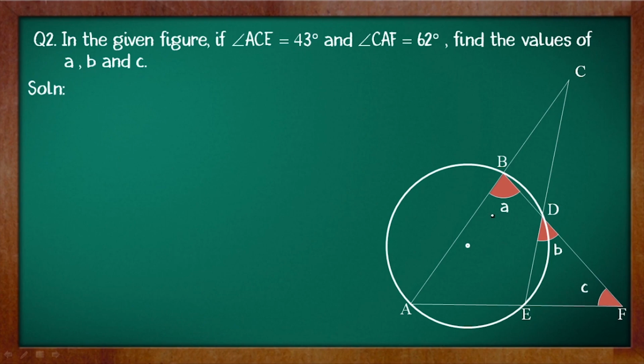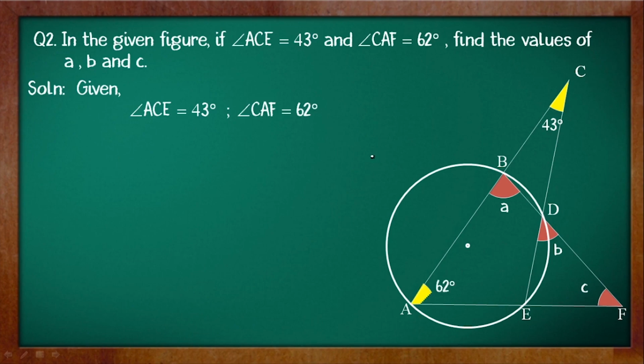Okay, so as always we'll start by writing what is given. Given angle ACE is 43 degree, so in the diagram this is angle ACE, and this is 43 degree. The next is given as angle CAF, that is 62 degree, and in the diagram this is angle CAF, and that is 62 degree. Now I can see that there's a quadrilateral here, ABDE. What kind of quadrilateral is that? It is a cyclic quadrilateral.